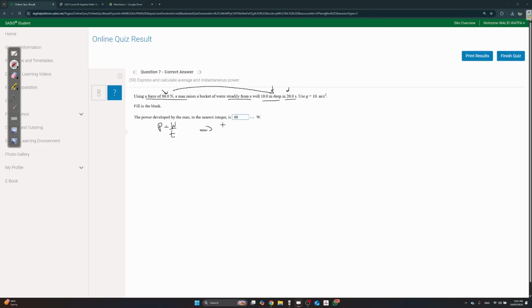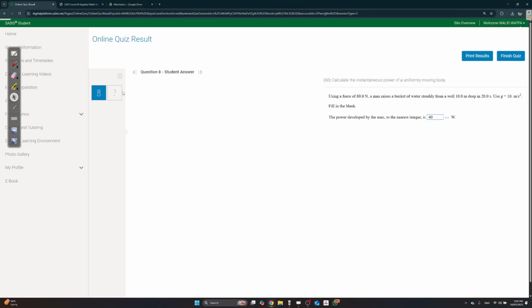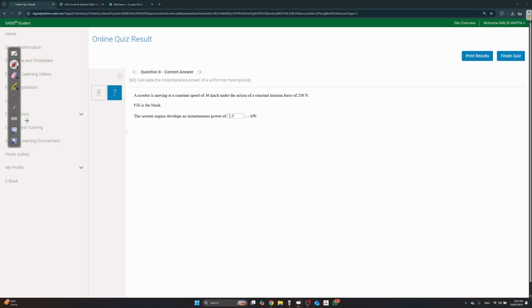So obviously, the work can be found by doing F times X, or F times D, and cosine 0, because you're lifting it vertically upwards. So it's moving upwards and the force is going upwards, so the angle is 0 degrees. Anyways, over the time, which is 20 seconds. So the force is 80, the distance is 10, cosine 0 is just 1, over 20, you're going to get 40 watts. Don't forget units in your exam, please, but they're probably not going to be written.